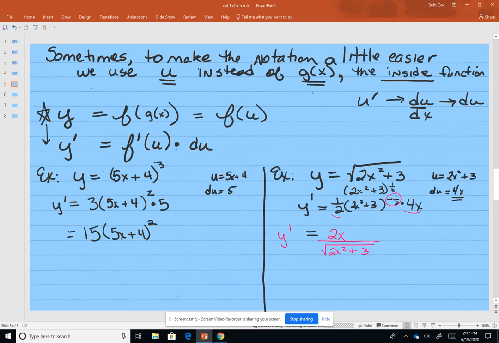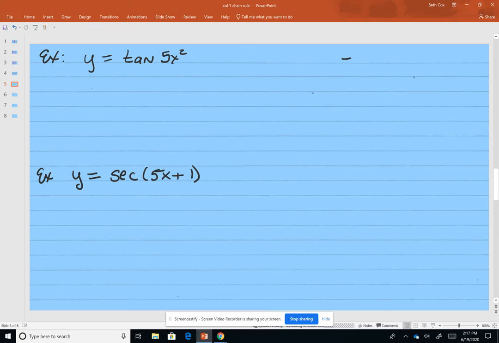All right, let's look at another one real quick. Now our inside function for this one is 5x squared. That would be my u. And if I need to know what the derivative of u is, that's 10x. Again, you don't have to do this. Some people call it du dx. It's sometimes helpful.